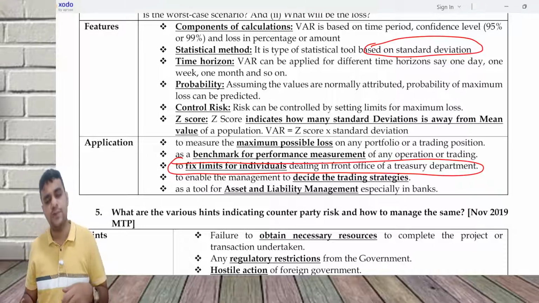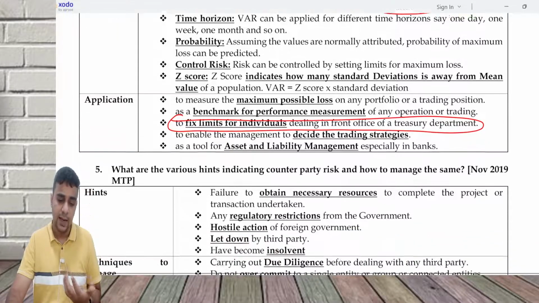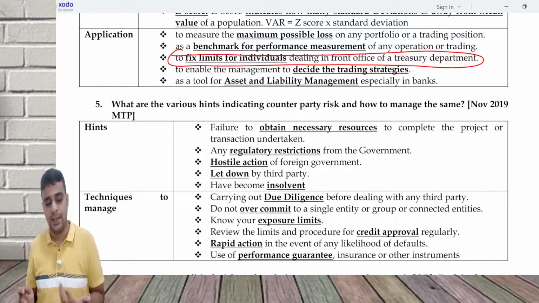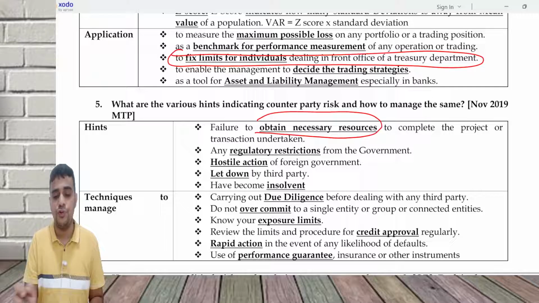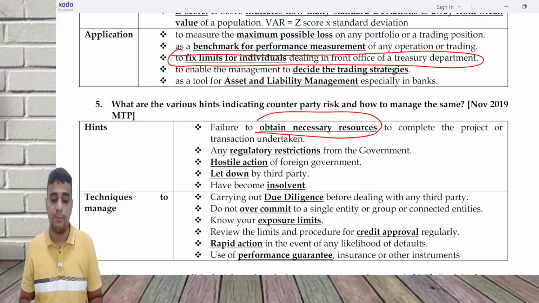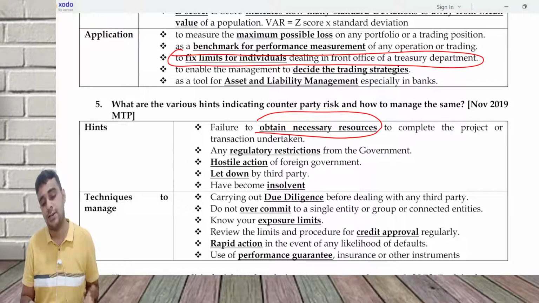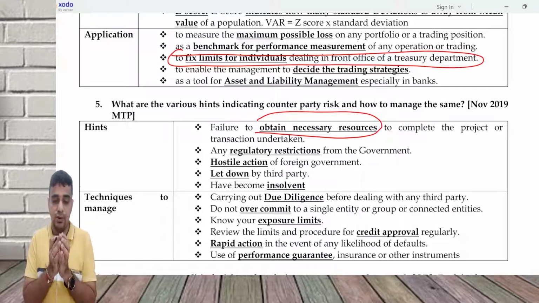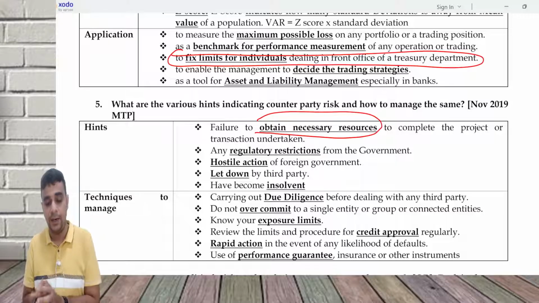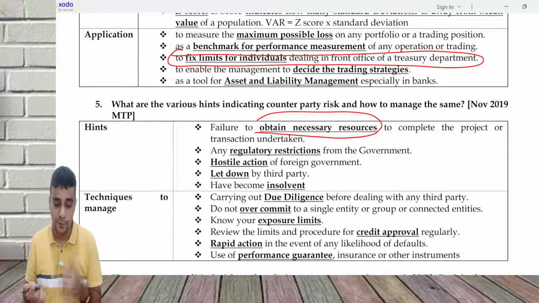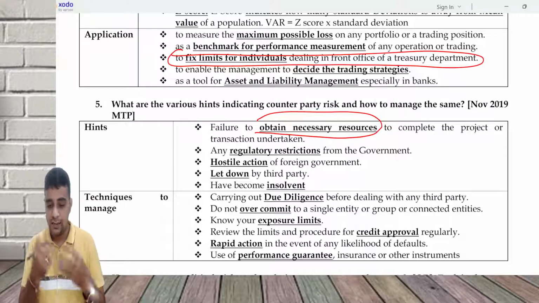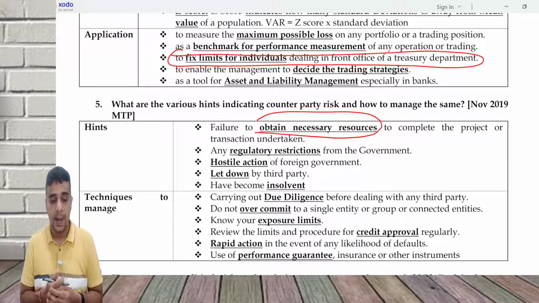Now, what are the hints which can indicate this? There are multiple hints. For example, you are doing a project, but you do not have the necessary resources to complete the project or the transaction undertaken. If you do not have adequate resources, meaning men, material, machine, money, then there is a counterparty risk which can happen.